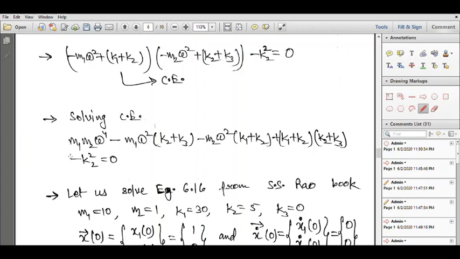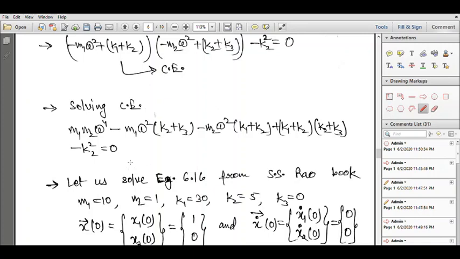So we'll get m1 m2 omega to the power 4 minus m1 omega square into k2 plus k3 minus m2 omega square into k1 plus k2, plus k1 plus k2 multiplied by k2 plus k3, minus k2 square equals 0. This is the solution part of the characteristic equation, right?